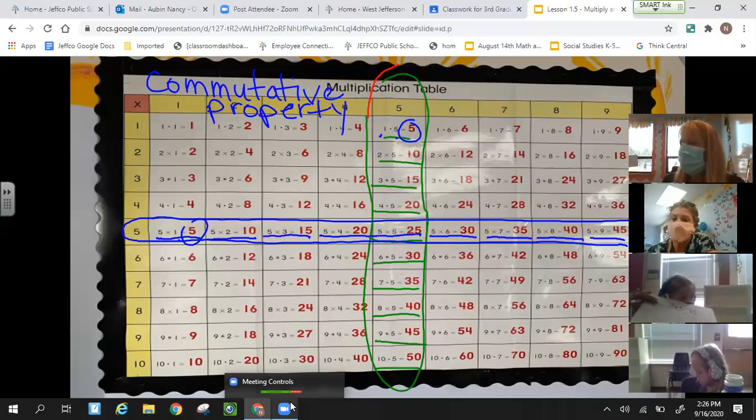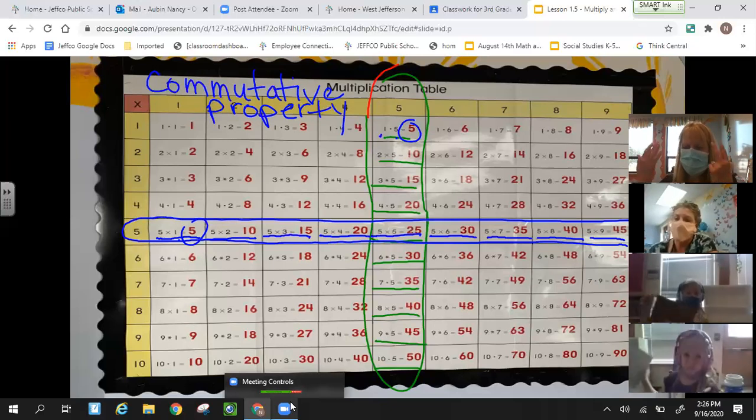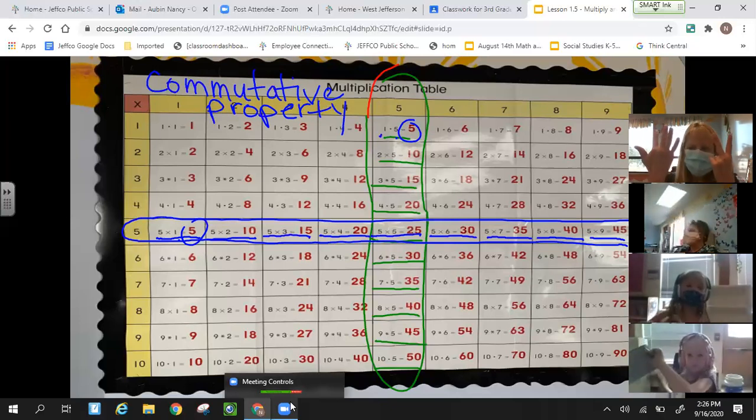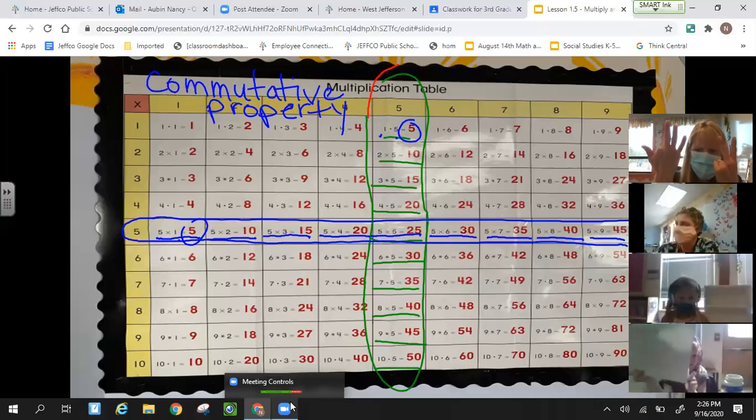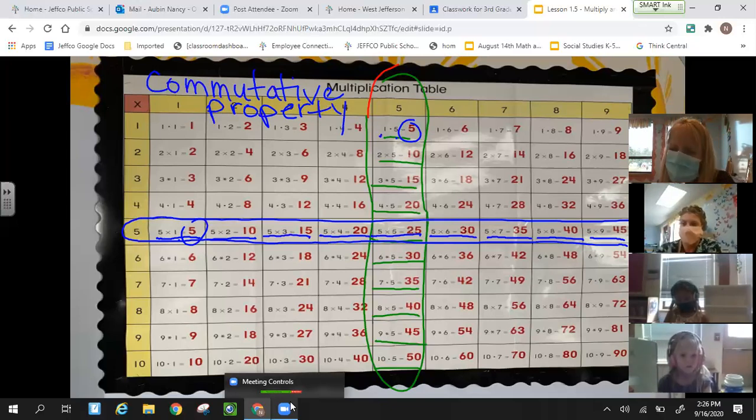All right. Let's try. So microphone answer. 7 times 5 equals? 35. Let me double check. 5, 10, 15, 20, 25, 30, 35. These are a tool. Use them. Okay, and then guess what? You won't need them anymore. You'll have these memorized.